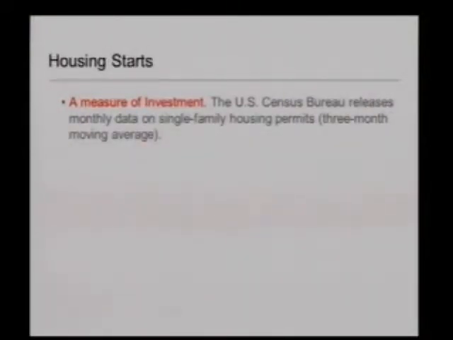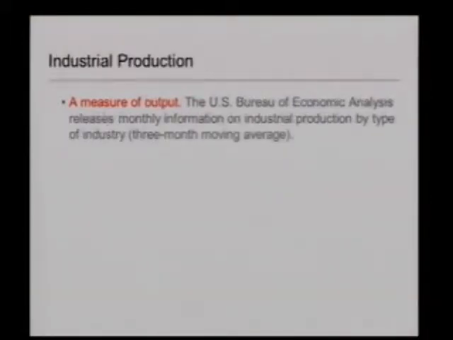Housing starts, a measure of investment. The U.S. Census Bureau releases monthly data on single-family housing permits. Same thing, using a 3-month moving average. Industrial production is a measure of output. The U.S. Bureau of Economic Analysis releases monthly information on industrial production by type of industry.